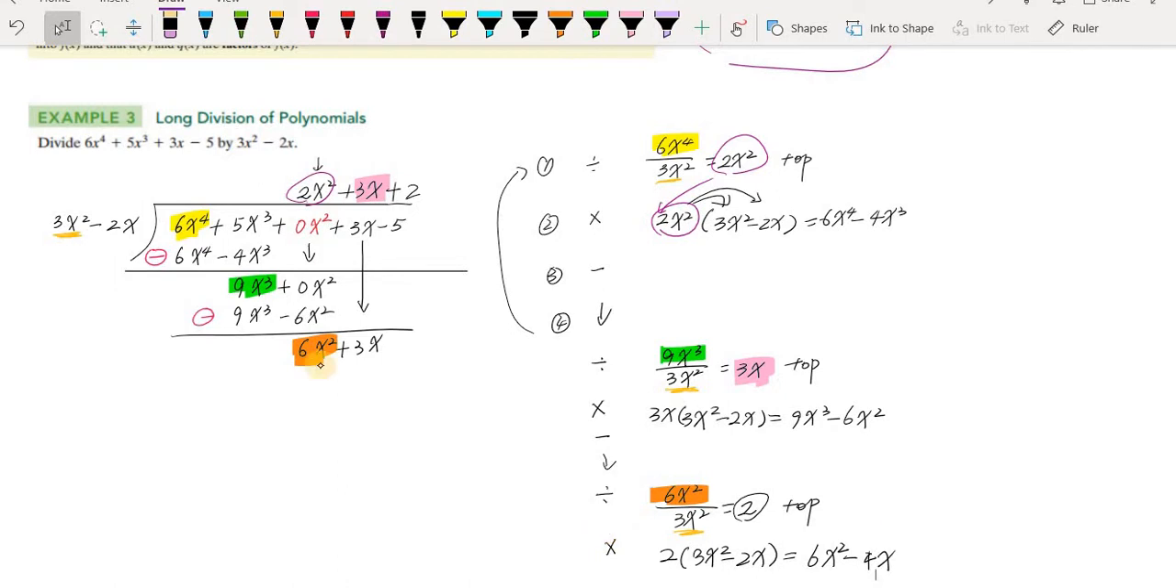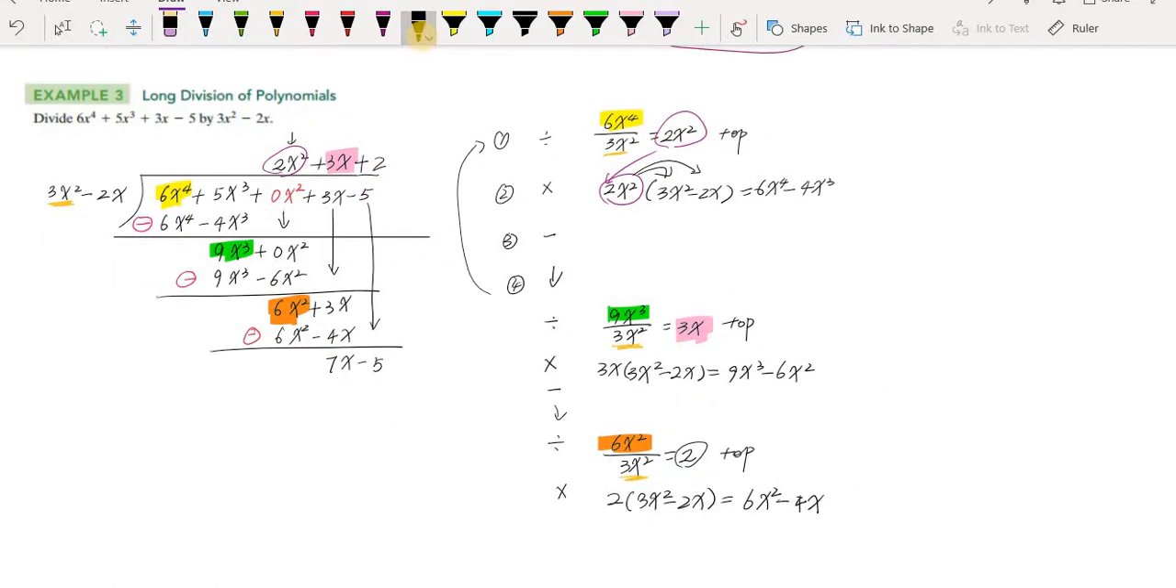So we're going to write this below. That will be 6x squared minus 4x. And then the next, that will be subtract. So that will be 3x subtract negative 4x. That will be 7x. Then we're going to bring this term all the way down. That will be minus 5. So that is my remainder. So we finish this.